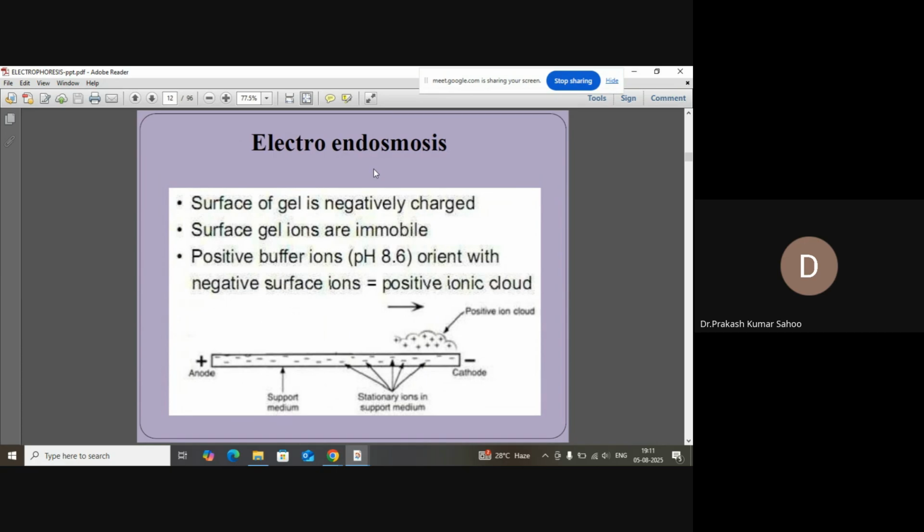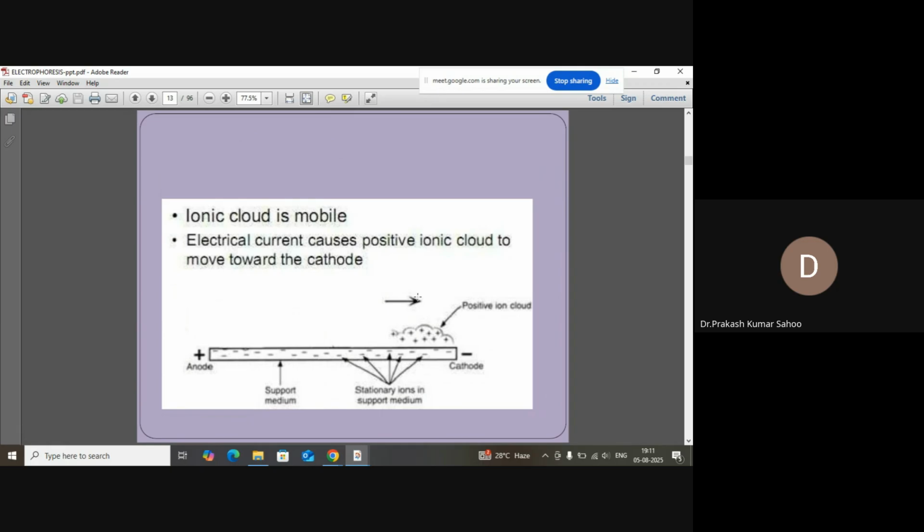Then electroosmosis, in which the surface of the gel is negatively charged and the ions are immobile. Positive buffer ions will be oriented with the negative surface ions. So this is the anode, and here the positive ions get oriented with the negative surface. And in the same way, the positive ion cloud moves towards the cathode.